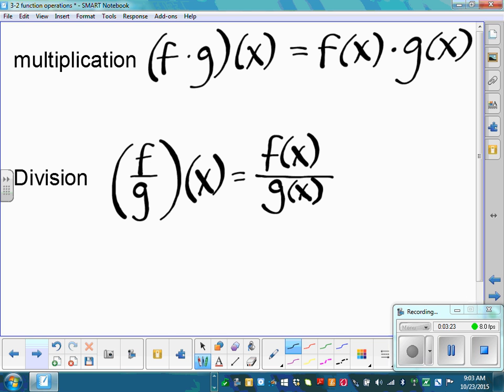Now keep in mind, guys, order matters. So if they did g times f of x, you would do g of x times f of x. Just split it apart how you read it, straight across.